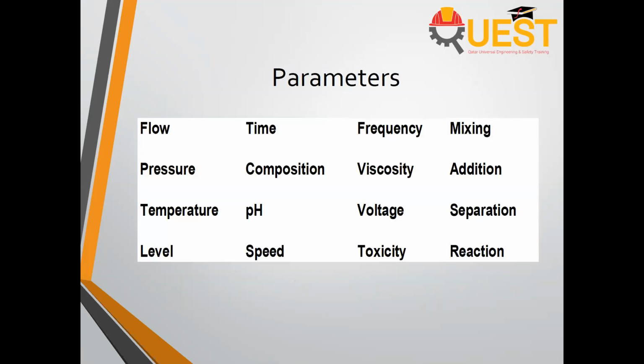So following are the parameters which are usually noted down and considered during a HAZOP brainstorming session. The main ones of all these are flow, time, frequency, and pressure.